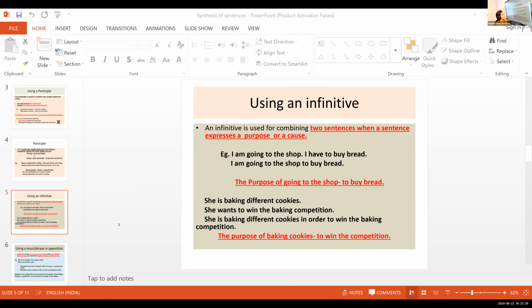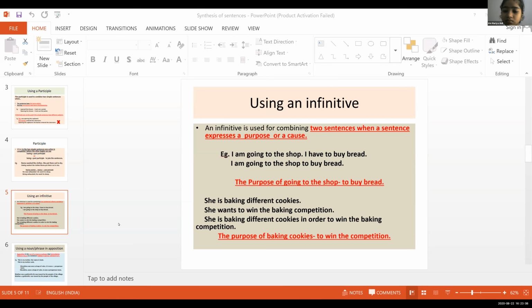So it is very important, when we use an infinitive for combining, that one of the sentences shows a purpose or a cause. Here, I am going to the shop to buy bread. So what is the purpose of going to the shop here? To buy bread. So using to plus buy, the to-infinitive form, we have combined these two sentences into one. Clear? Yes, ma'am.